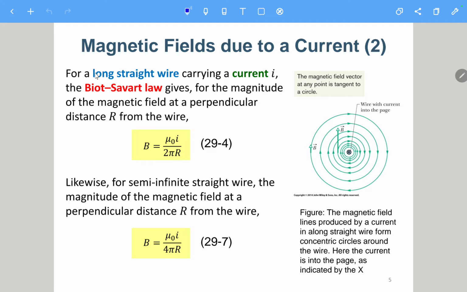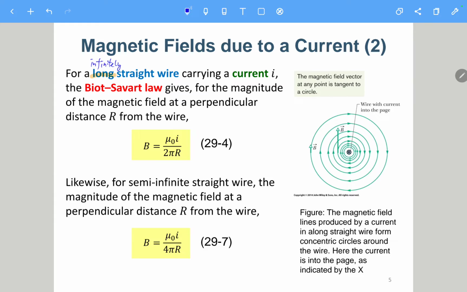Okay, so here we talk about the long straight wire carrying a current. The Biot-Savart law gives the magnitude of the magnetic field at a perpendicular distance R out from the wire: B equals mu I over 2 pi R. Here the condition is a long straight wire. Straight means 直. And then long, how long is it? It means infinitely long.